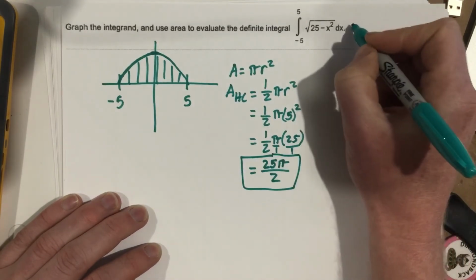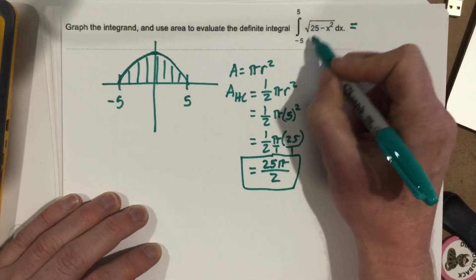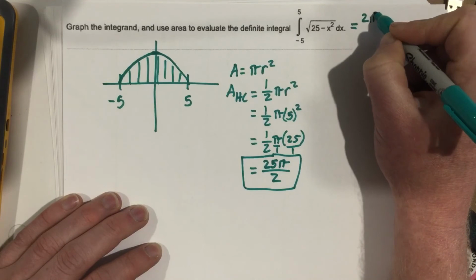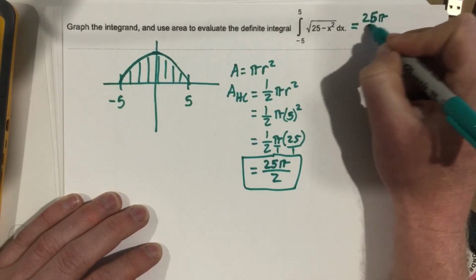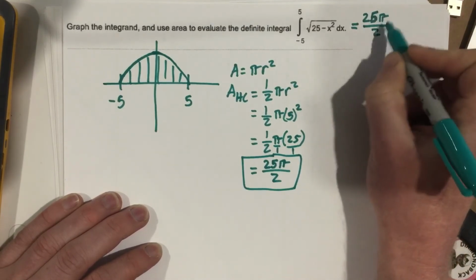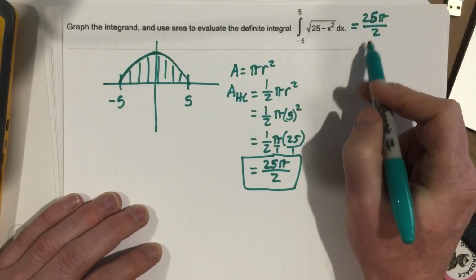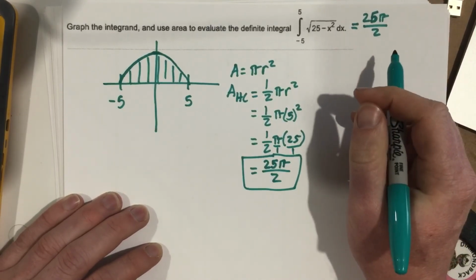And that means that this integral, when you go through and you actually integrate it, will give you an answer of 25 pi over 2, which if you go ahead and multiply that out, 3 times 25, 75 divided by 2, it's like 37, 38, something like that.